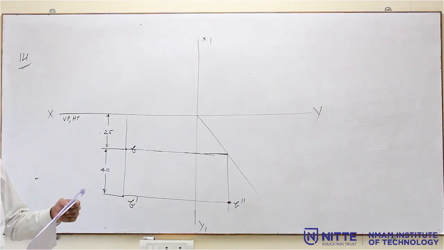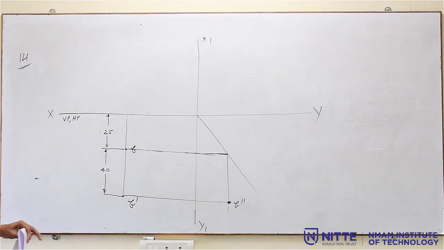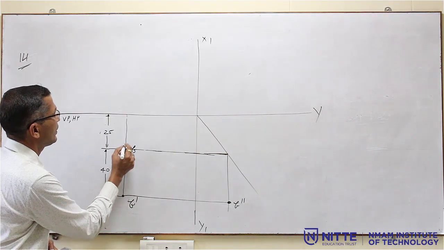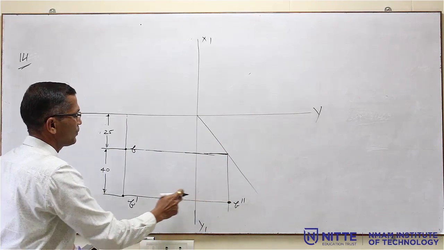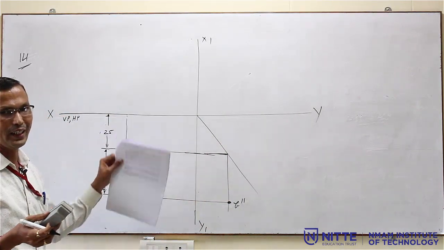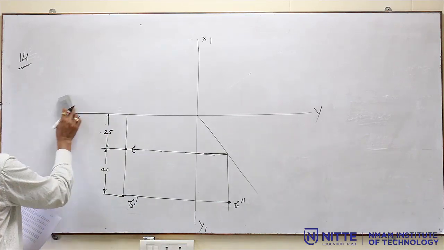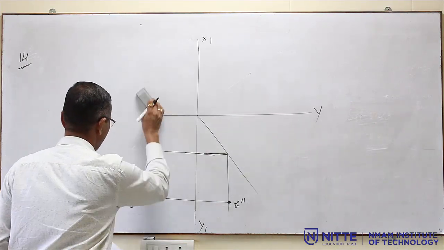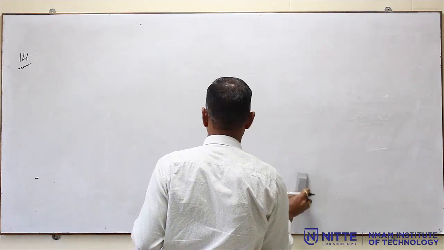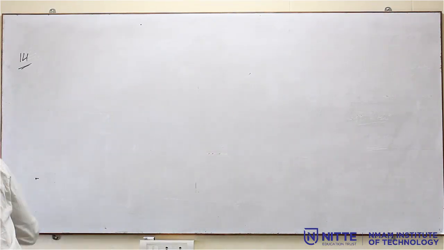So, this is the solution for the 14th problem. Now, here the points should be visible, and all the lines are 2H lines only, all the lines except xy and x1 y1, remaining all light lines. So, next problem, problem number 15.